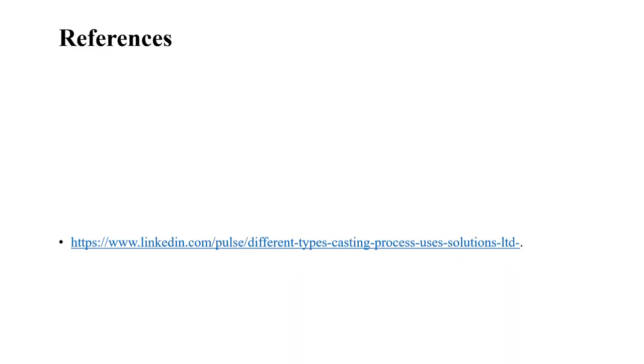So these are some casting terms which are very important to understand the whole casting process. These terms are generally used in this course.